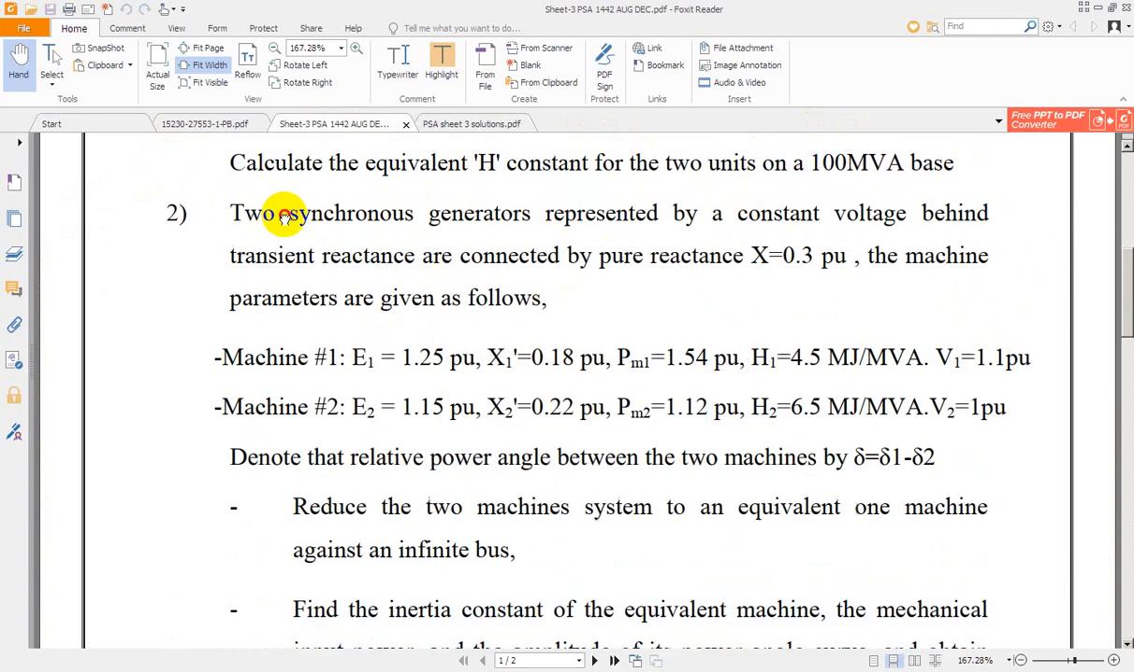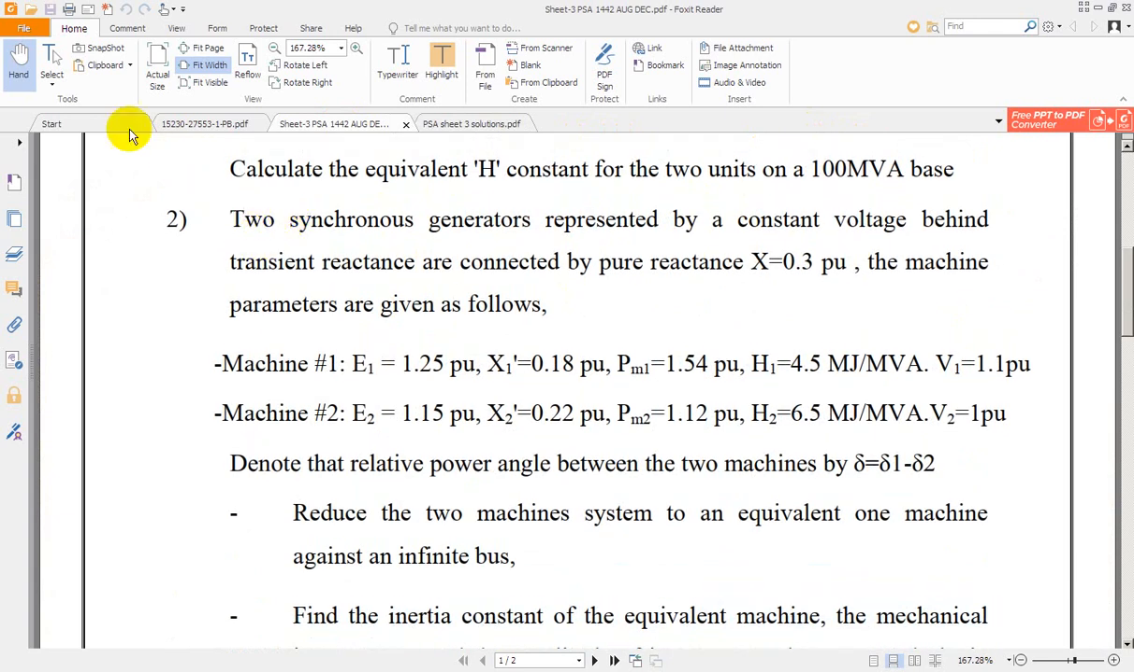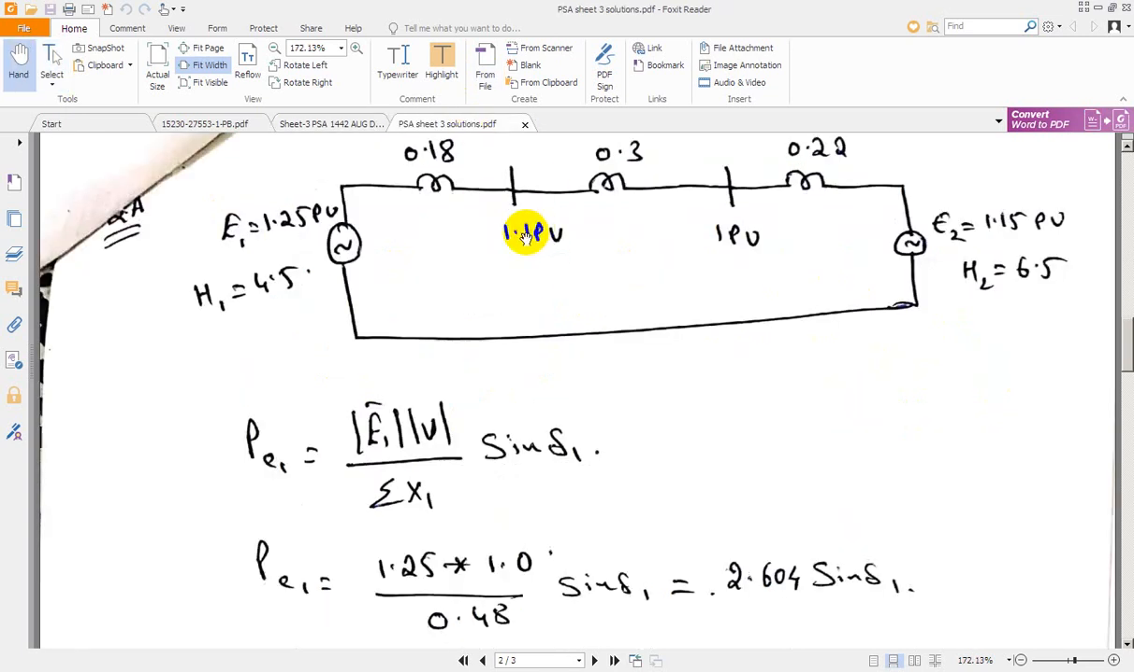See, two synchronous generators are here, and the values of E1, X1 transient reactance, and also the H1 value, terminal voltages V1 and V2 are given. So V1 is 1.1 and V2 is 1 per unit. It is given. Now let us calculate the PE1 value.